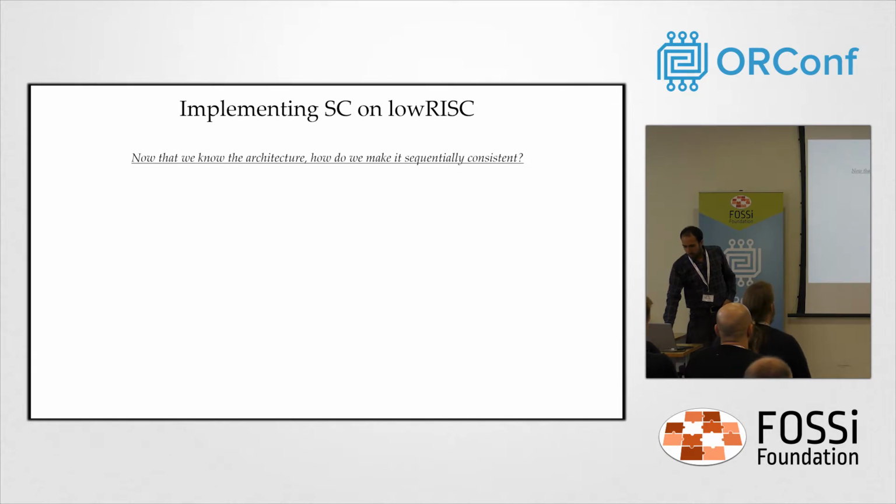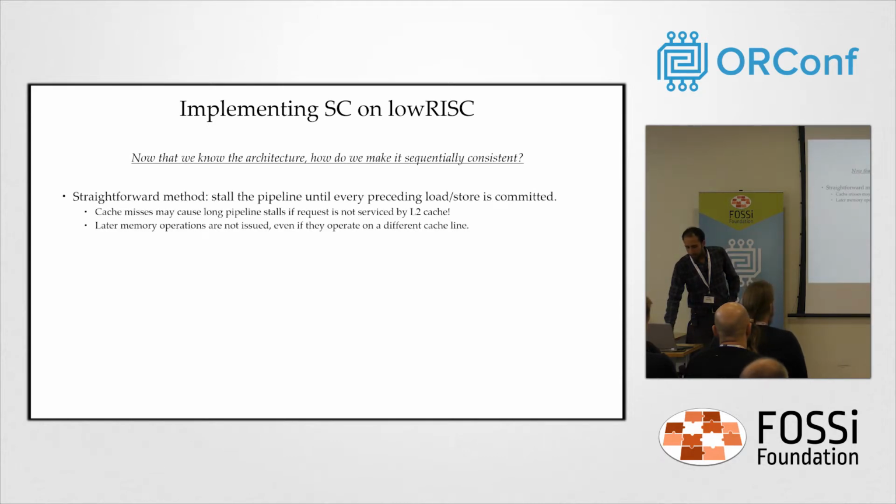Now that we know the architecture, the question becomes how do we make this sequentially consistent, and what are the pieces we need to add? The straightforward method is to stall the pipeline until every preceding load and store is committed, which means we get the acknowledgement for it from the memory subsystem or the L2 cache so that we can continue to the next instruction. But whenever a cache miss happens, this induces long latencies, and the later memory operations are not issued even though they could be.